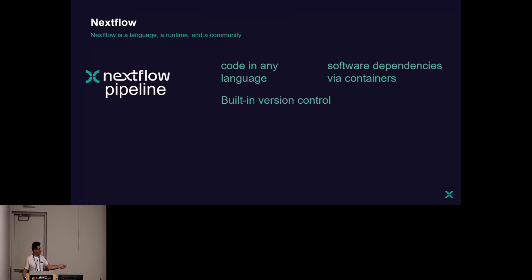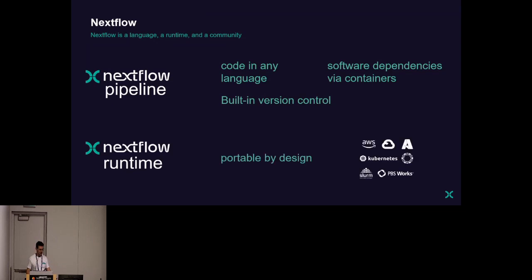And then in a very simple way, as I showed you, you can implement all the software dependencies via containers and keep track of the version control. But at the same time, Nextflow is also a runtime that allows you portability very quickly. So it's portable by design, as I showed you. And this allows you to run your pipeline on any cloud infrastructure or on-premise with any sort of scheduler you might like, including your own laptop if the pipeline is quick enough to be run locally.